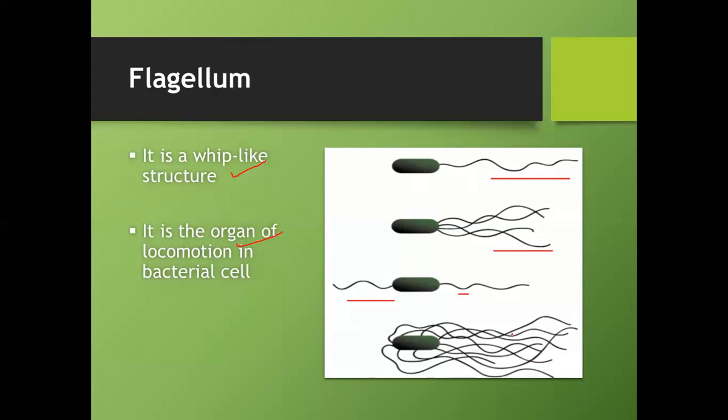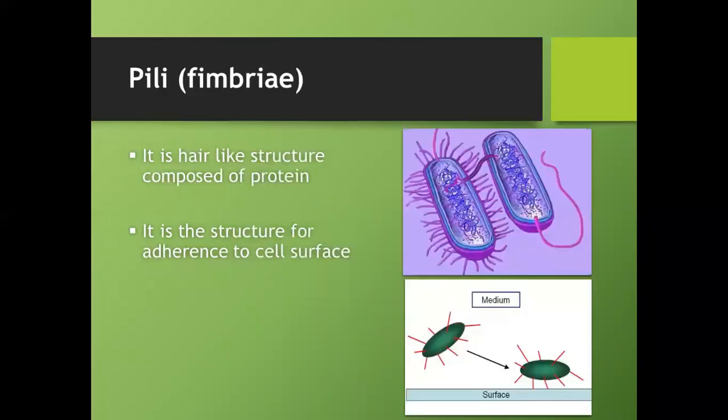We can have internal flagella like in, I think, Treponema or the spirochetes. They actually move with internal flagella. So these are normally for locomotion.